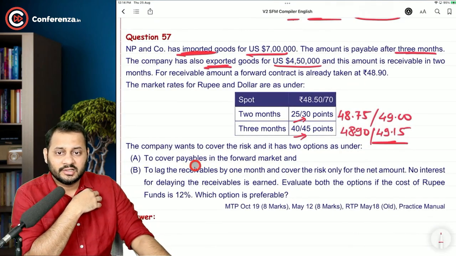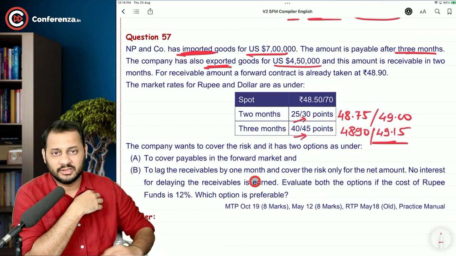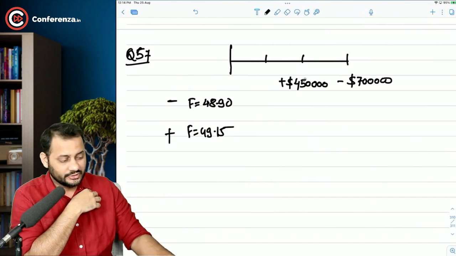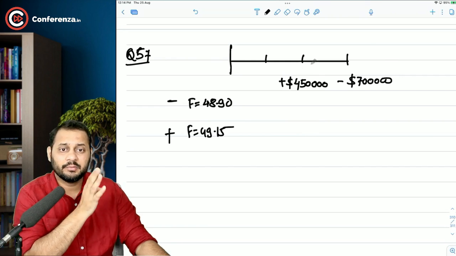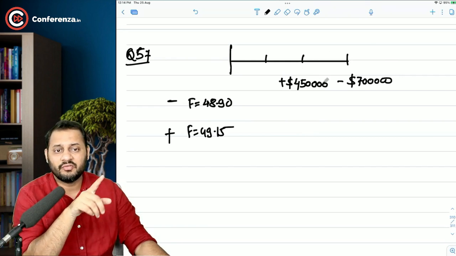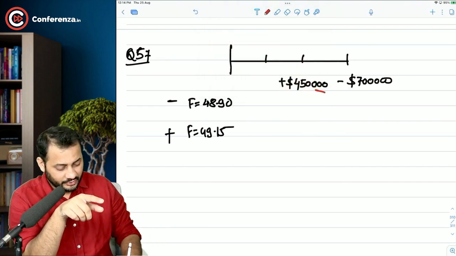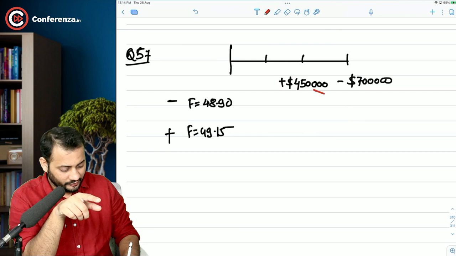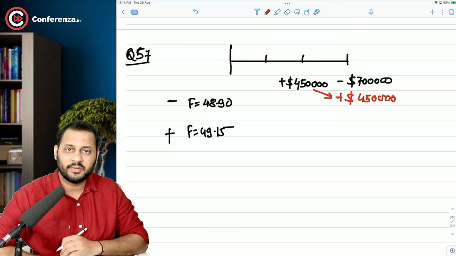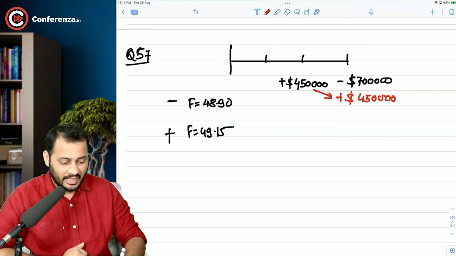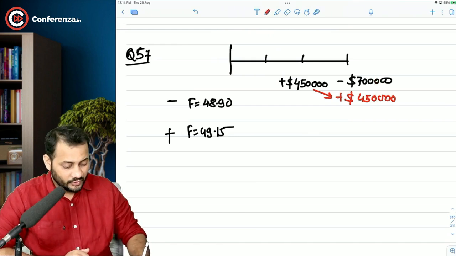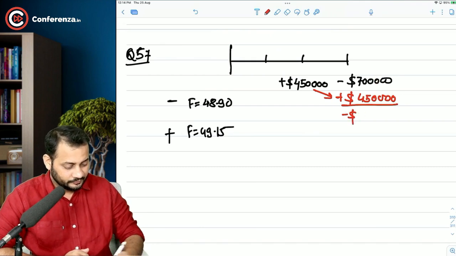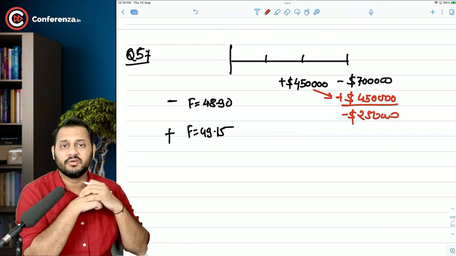Okay. The other option is to lag the receivables by 1 month. That means ask this party who is about to pay us $4,50,000 to make the payment after 1 month. So 4,50,000 will get shifted to this place. Now on the same date we will be receiving $4,50,000 and paying $7 lakh. We will ask these two parties to settle with each other for $4,50,000, and the net amount will be paid by us, because it's a payable, to the first party.